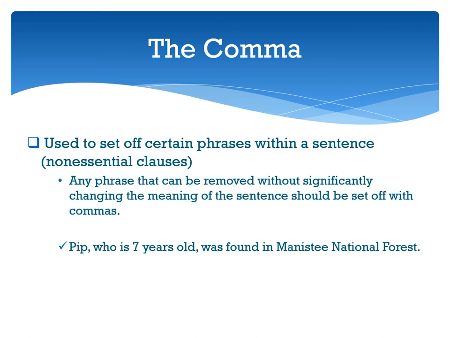So we've got our full sentence. The actual sentence is Pip was found in Manistee National Forest. So that's our actual sentence. Pip was found. There's our two really important parts, the subject and the verb. The who is 7 years old part is non-essential. We don't actually need that in the sentence, it's just extra information. So we set that off with commas. All right. That gives us a little extra information, but it doesn't really add a lot to the sentence, doesn't change the meaning of the sentence if we don't know that information. So we would set that off with commas.